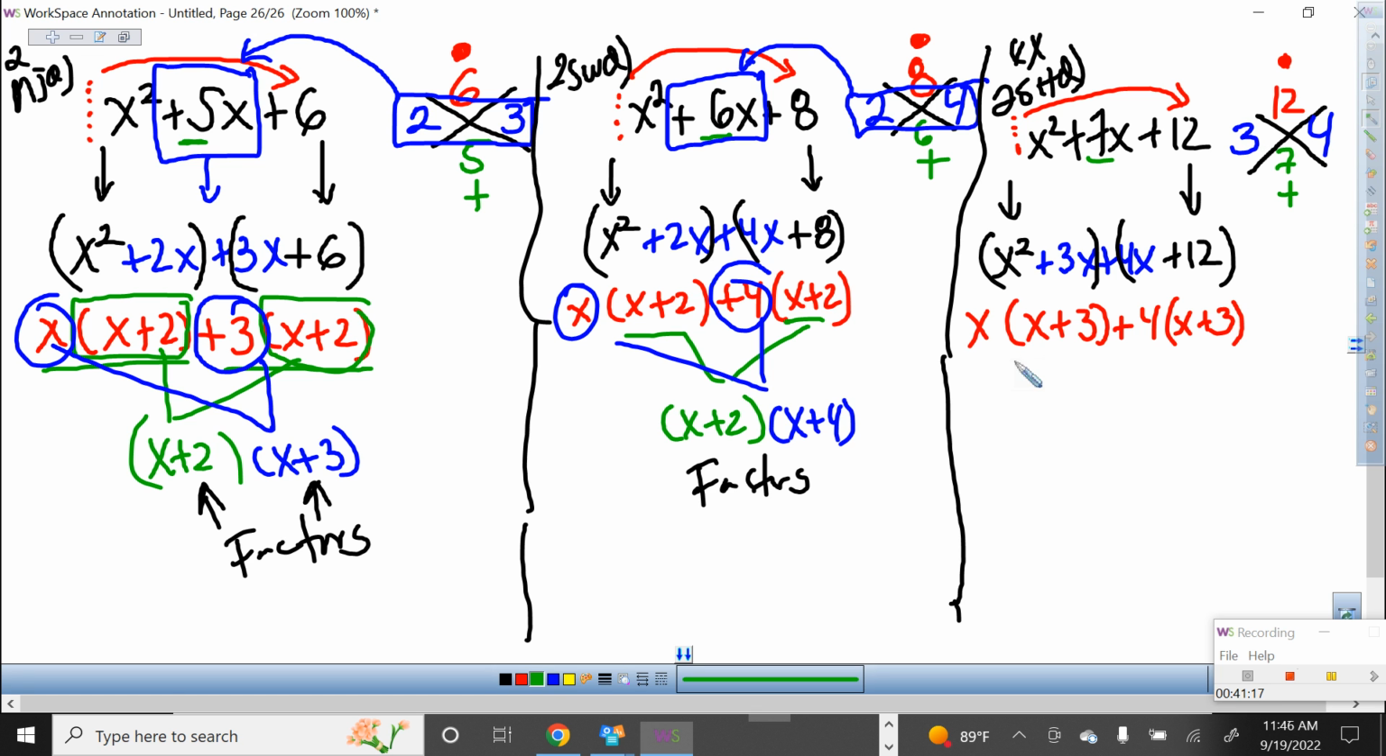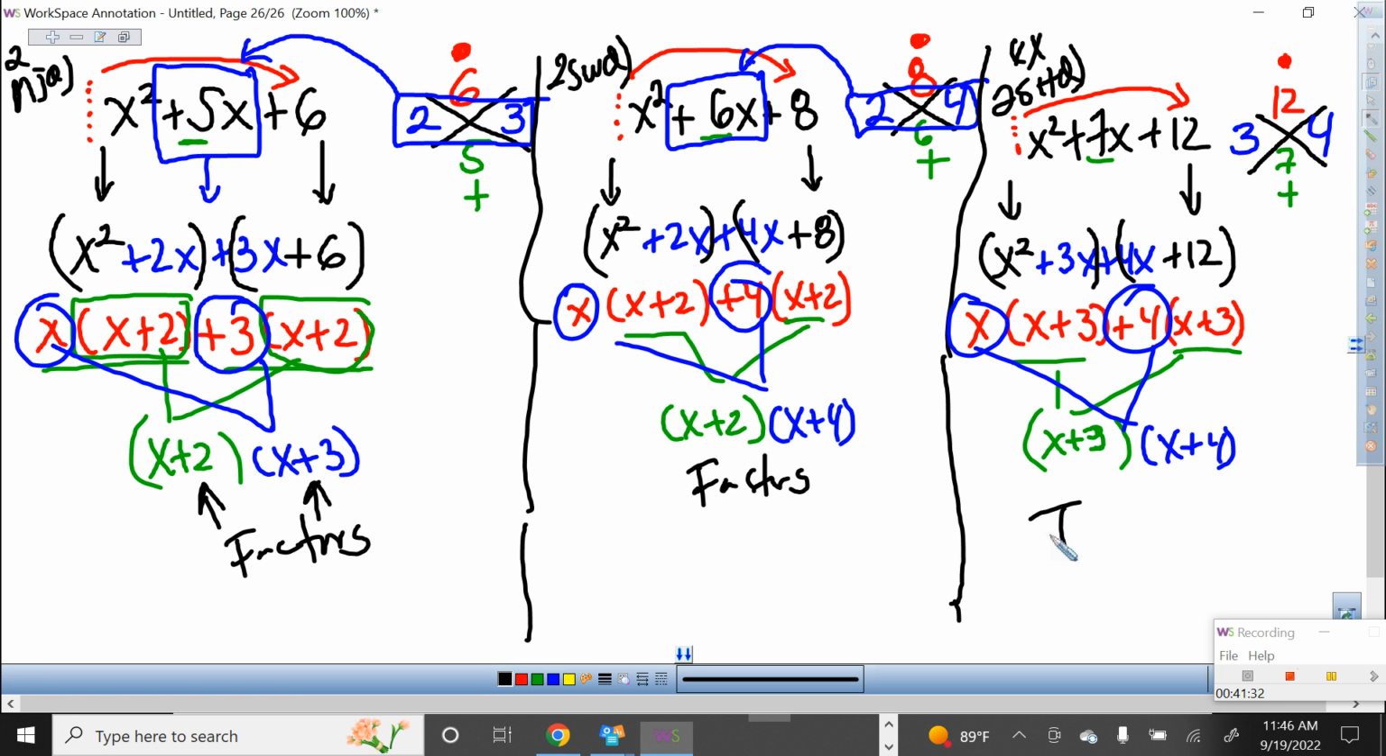So everyone, what's the same here and here? X plus 3. And what's left over? The x and the plus 4. And these are my factors. All right? From 1 to 5, how comfortable are you with these? 5, 5, 5, 5, okay.